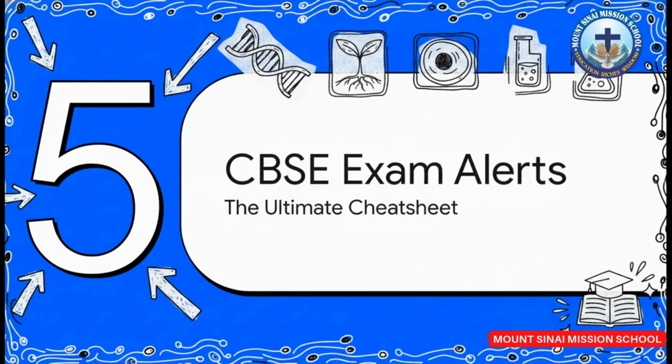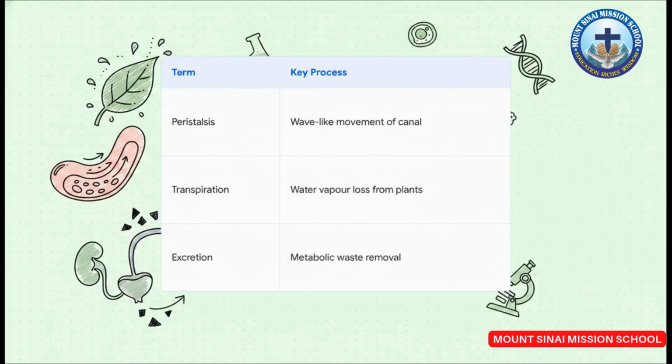All right, Section 5, CBSE Exam Alerts. This is your ultimate cheat sheet. First up are the 1-mark definitions. Seriously, take a screenshot of these terms right now. If you see a 1-mark question on any of these, you write exactly this.